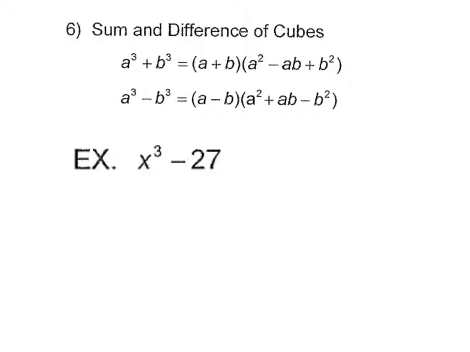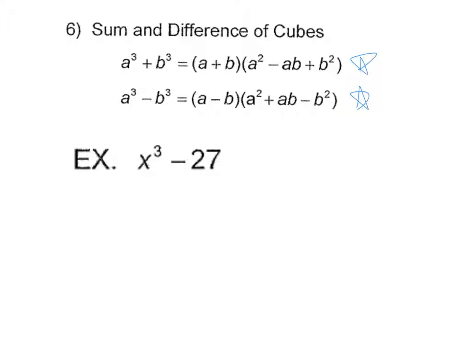The factoring method we're going to look at is sum and difference of cubes. If you have perfect cubes, whether they're added or subtracted, then you can see these formulas for them. And the letters in the formulas are the same. The A and the B are actually the cube roots of the original. And then the way the signs go, there's a little thing you can remember.